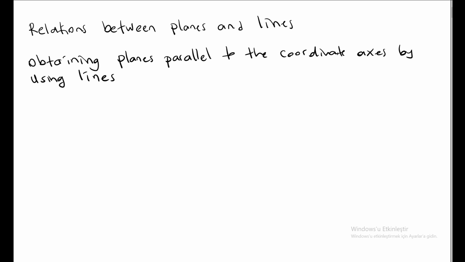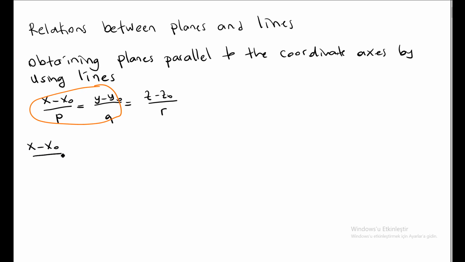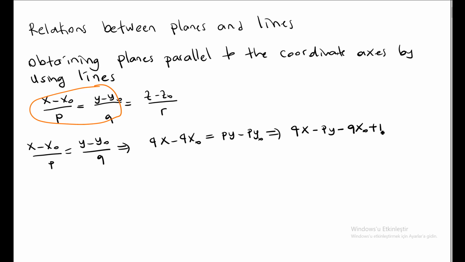Actually, these long titles tell us that if you have this line, let's say x minus x sub 0 over p, y minus y sub 0 over q, and z minus z sub 0 over r. Okay? So then, when you consider two of them, let's say the first one is this. Consider this one, x minus x sub 0 over p, y minus y sub 0 over q. So here, if you make a cross product, then you have q times x minus q times x sub 0 equals p times y minus p times y sub 0. Or we have this one, q times x minus p times y minus q times x sub 0 plus p times y sub 0 equals 0.